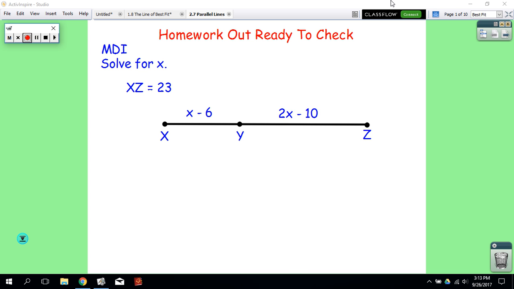Take a couple of seconds, pause if you need to, so you can figure out what the MDI is.